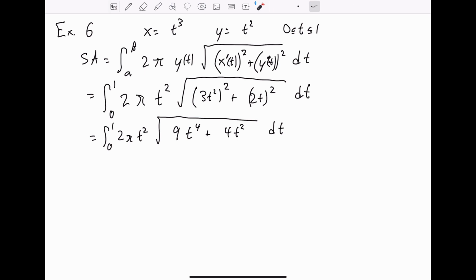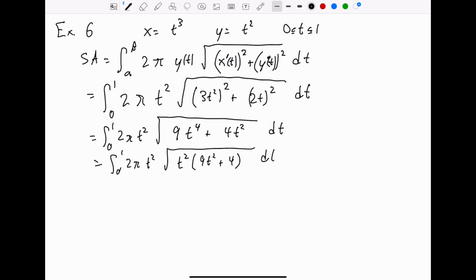Now notice that we can factor out a t squared from both of these terms. So we can write this as the square root of t squared times 9t squared plus 4. If we distribute the t squared, then we'll get exactly what we had in the line above. We're taking the square root of a product. So we can write this as the square root of t squared times the square root of 9t squared plus 4. We can split up a square root in a product like this.